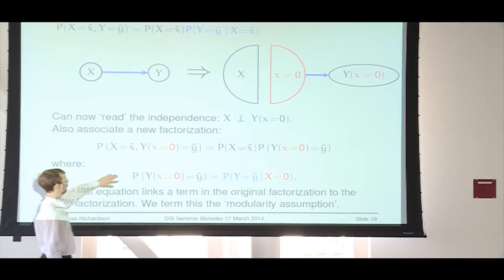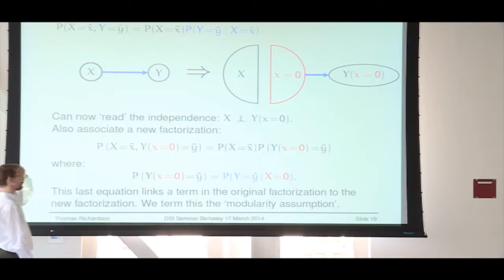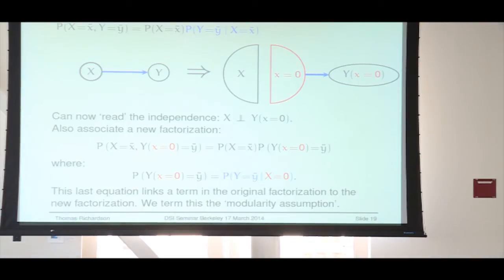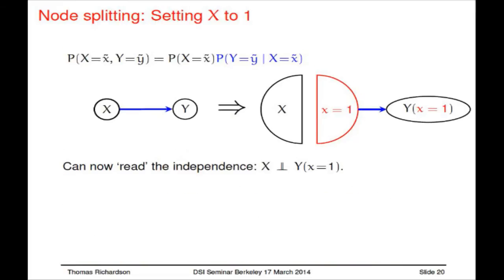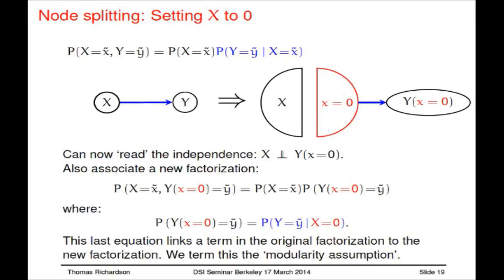So this second assumption is what I refer to as modularity. It tells me how to get the terms in the factorization, how they relate back to the factorization of the original observed distribution. Okay, so this was with x equals 0.